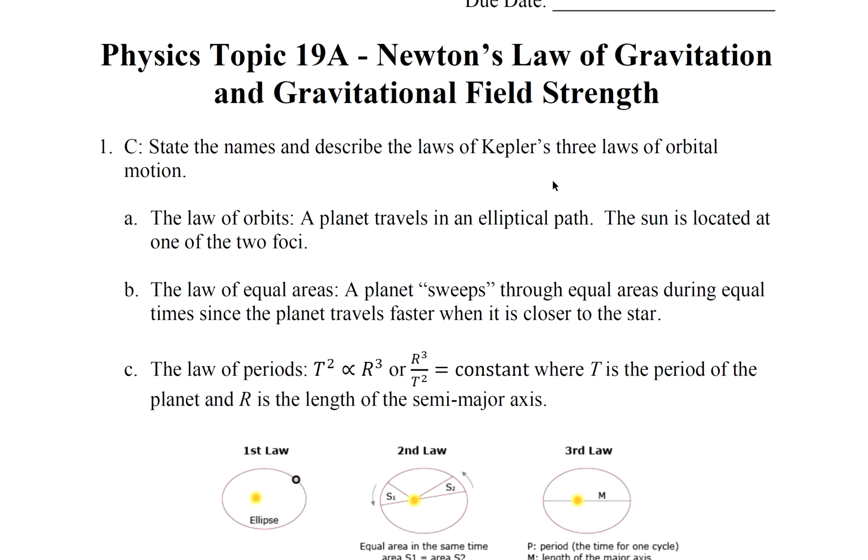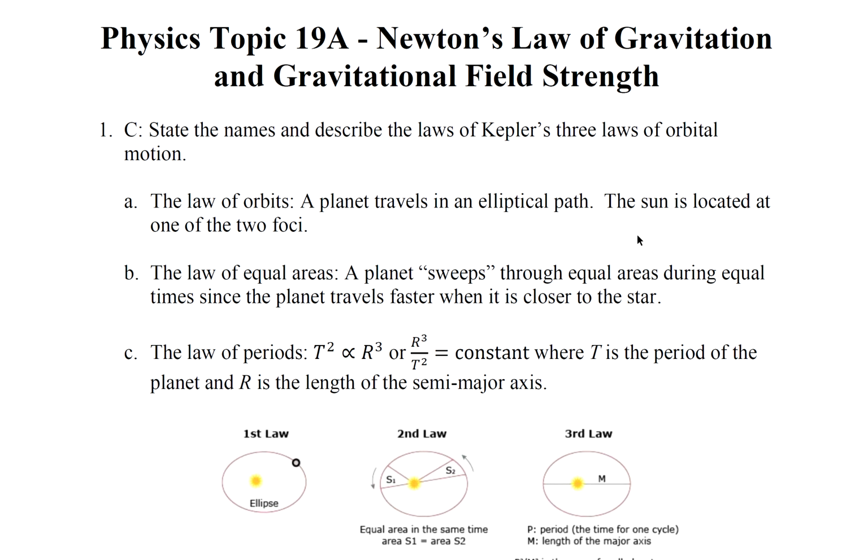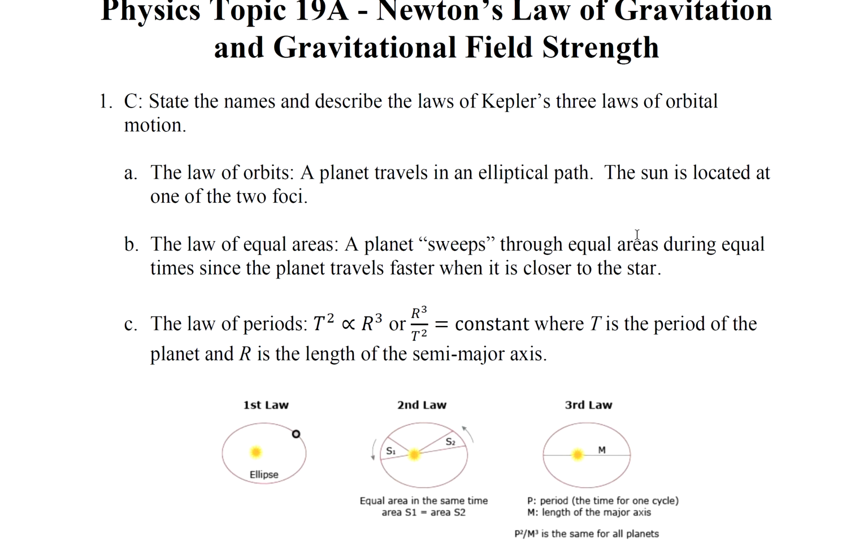The second law of Kepler's orbital motion laws is the law of equal areas. A planet sweeps through equal areas during equal times, since the planet travels faster when it is closer to the star. So in the same time, looking at this image, S1 has the same area as S2.